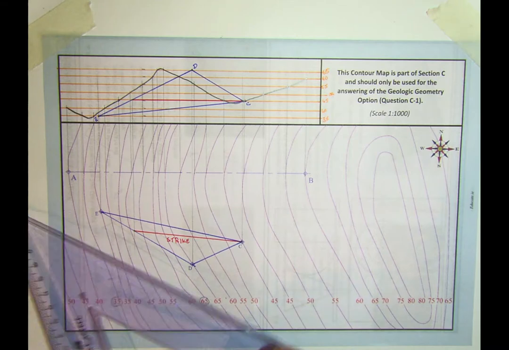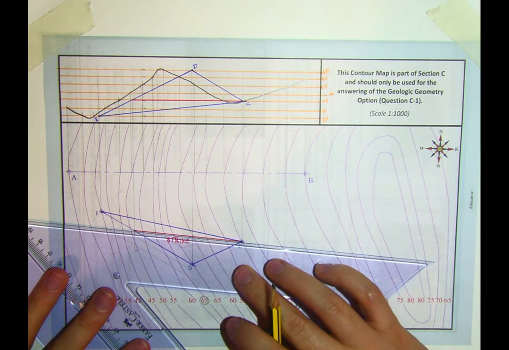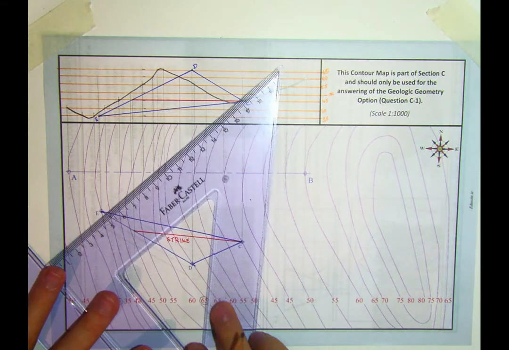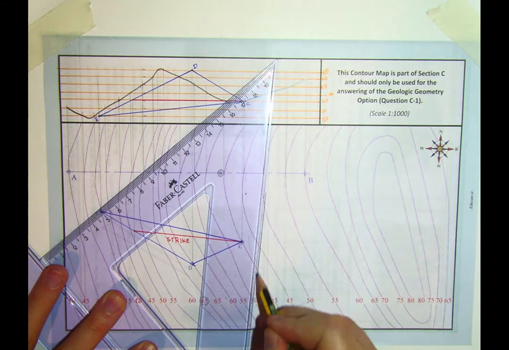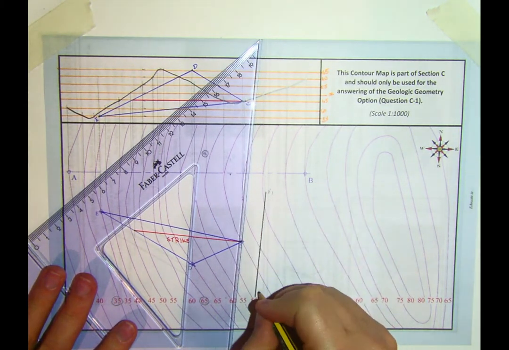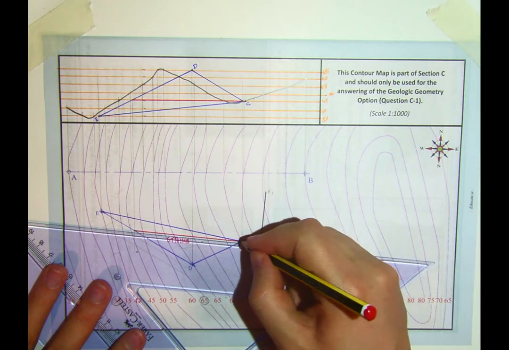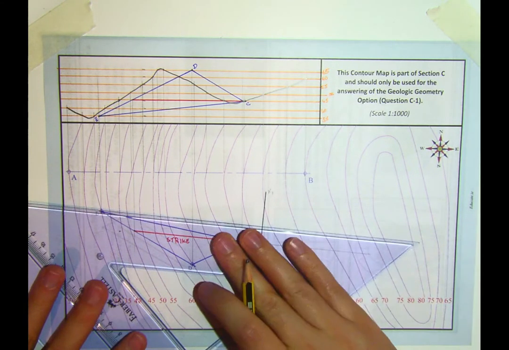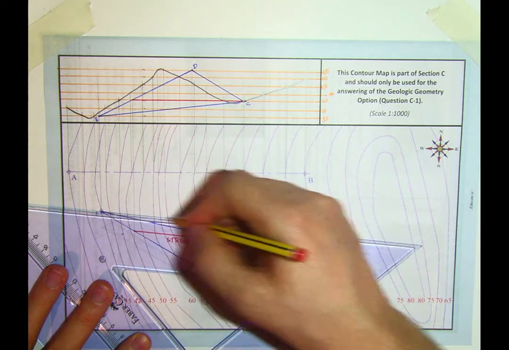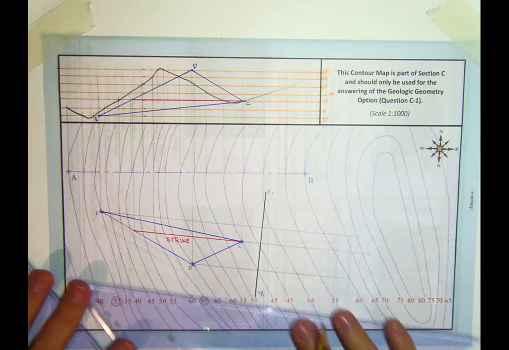Next, what we're going to do is we're going to look along or look perpendicular to our strike. So I'm going to use sliding set squares to get a line perpendicular to this here, x1, y1. I'm going to project each point C, D, and E out into here, into the auxiliary. So C, D, and E, projecting all of those out into the auxiliary.